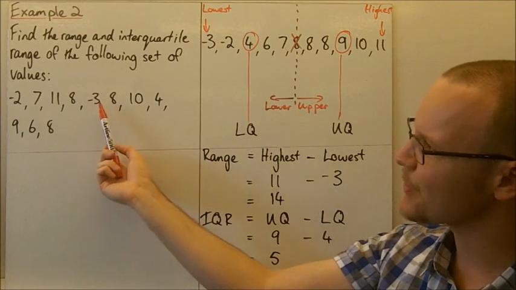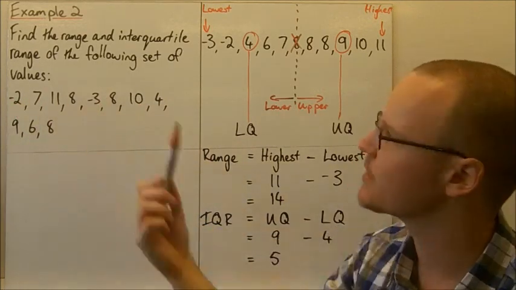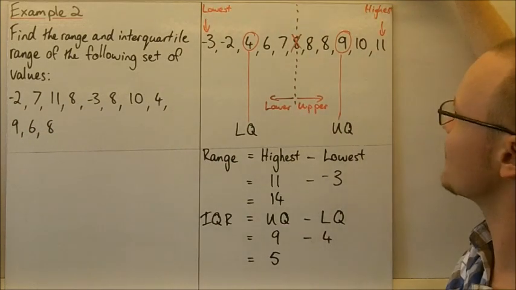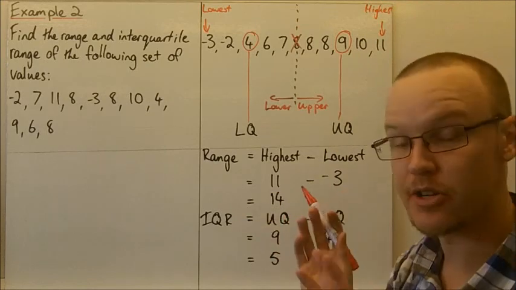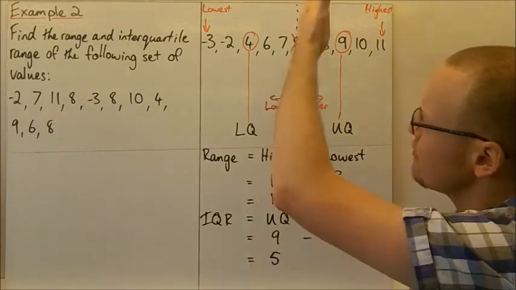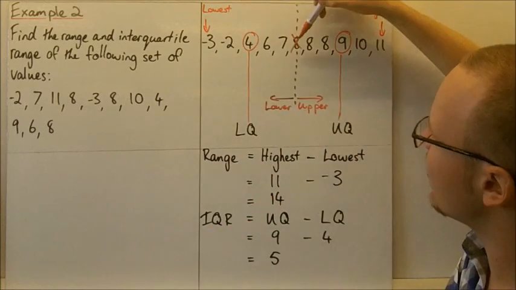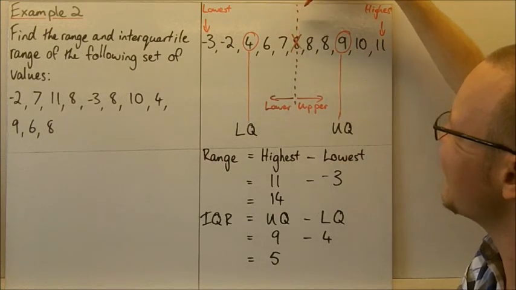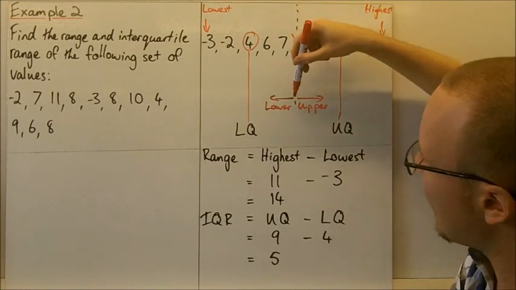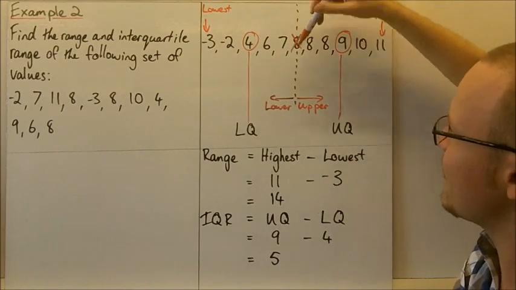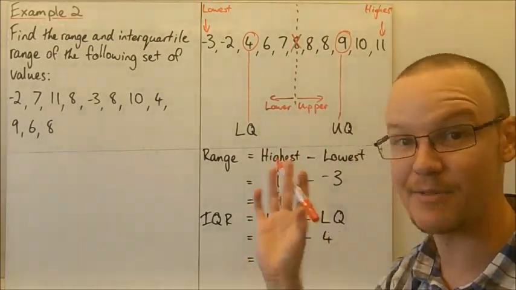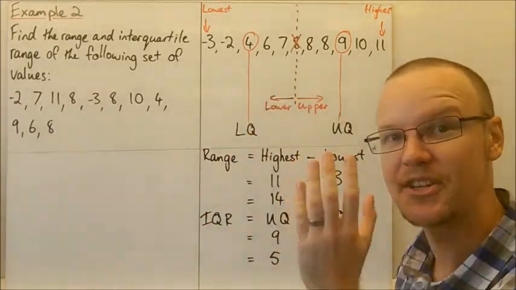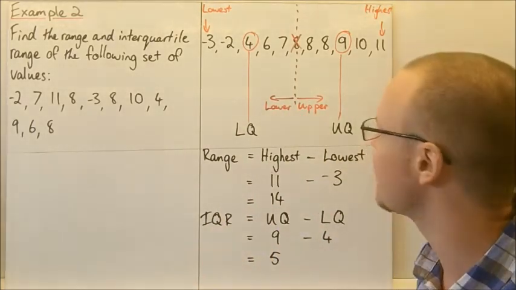So the lowest number is -3. -3 is a bit smaller than -2. So -3 is the lowest number, and put them all in order all the way up to the highest number, 11 there. So we need to split the set of data in two, and because we've got an odd number, we can cancel out the middle number, the actual median. Median here is 8, so we can cross that out and just look at the lower half and the upper half. That way it's going to be fair. We're not putting that 8 as part of the lower half and part of the upper half to make it fair. Make both the lower and upper halves the same number of data points.